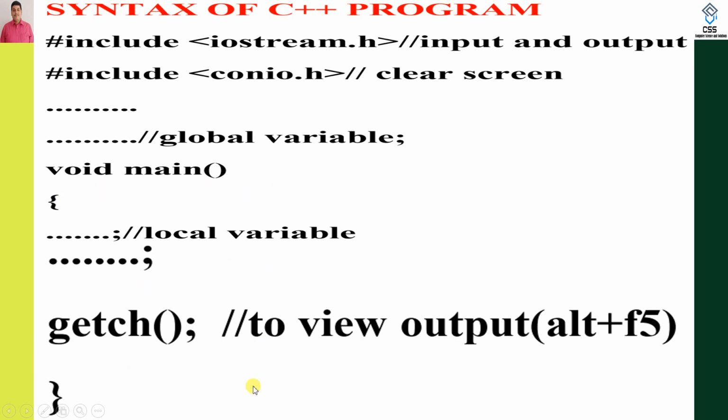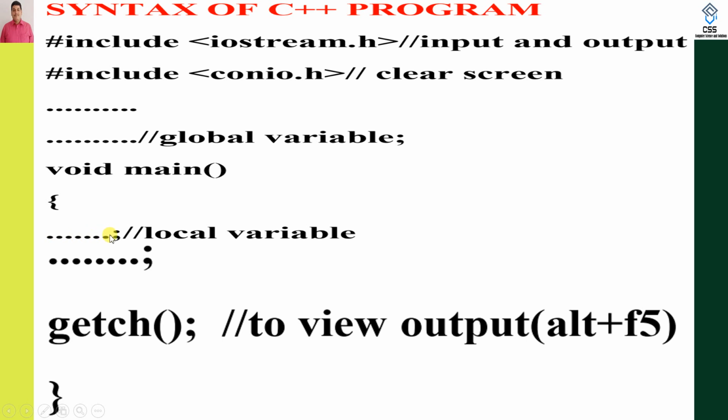A local variable is only accessed within that block, but a global variable can be accessed within the block and outside the block. And the rule is as usual: every C++ program requires a main function. Program execution starts with the open curly bracket and ends with the close curly bracket.